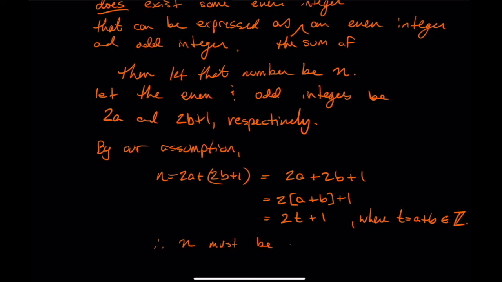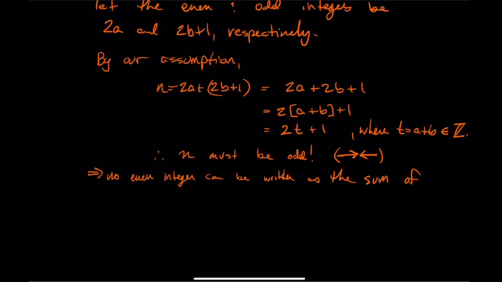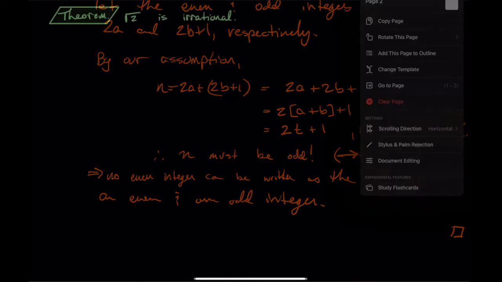We showed that if we assume that there is some integer that can be written like this, it's going to be equal to 2 times an integer. It's going to be even. And we just showed that it has to be odd. And so our assumption was wrong.